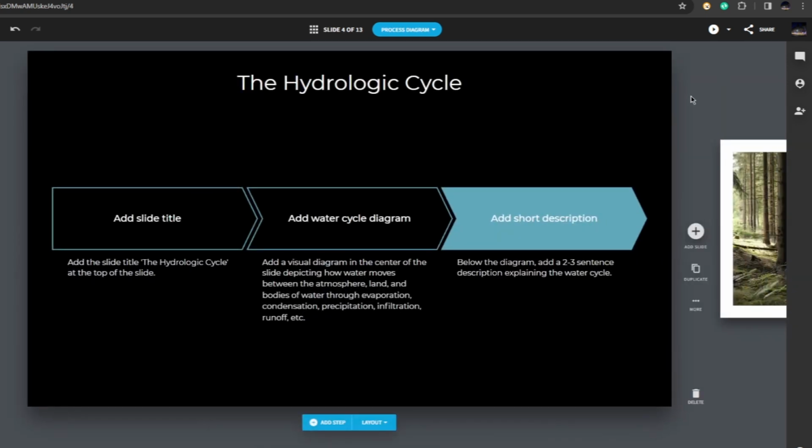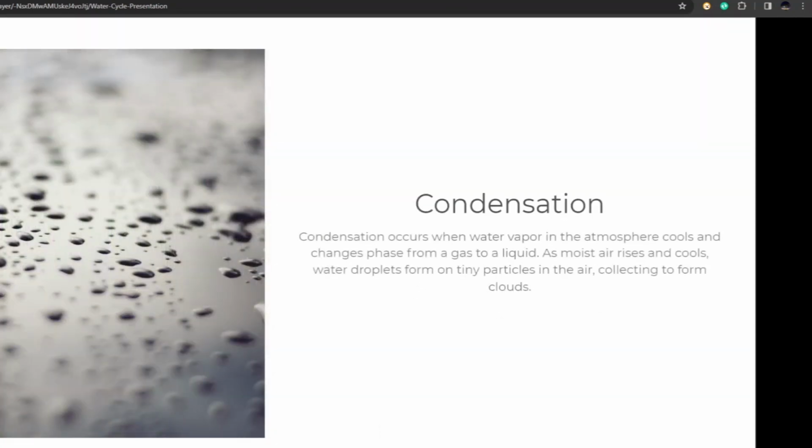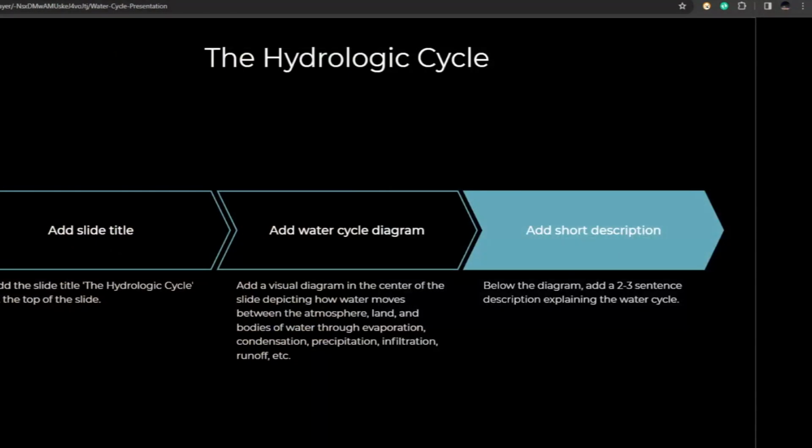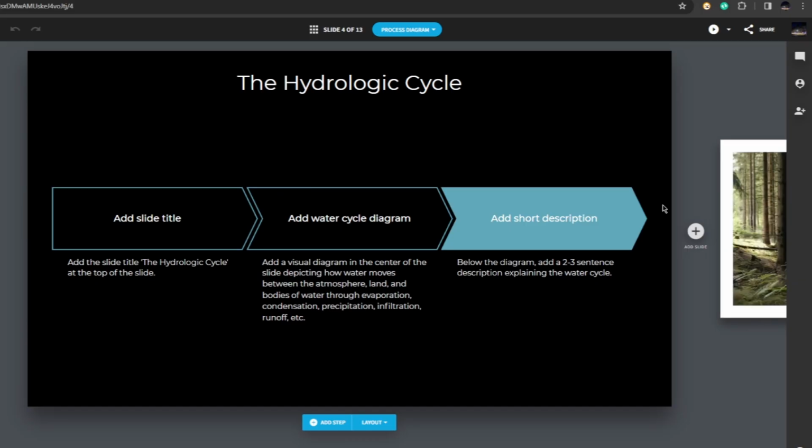Now when you're done editing your slides, you can preview it by clicking on this play button right here. You can move the slides by clicking on the arrow keys on your keyboard. And when you're happy with it, you can press on the escape button and it will take you back to your editing page. So once you're done editing and everything looks good for you, all you have to do is click on the share icon right here.